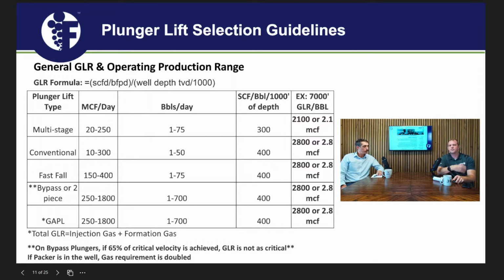Okay, that makes sense. And so as an operator, they can look at well type, packer list, and then also production or well test to help decide, one, what type of artificial lift they want to apply. And then if they do decide on plunger lift, they can use this information here to decide the style of plunger.